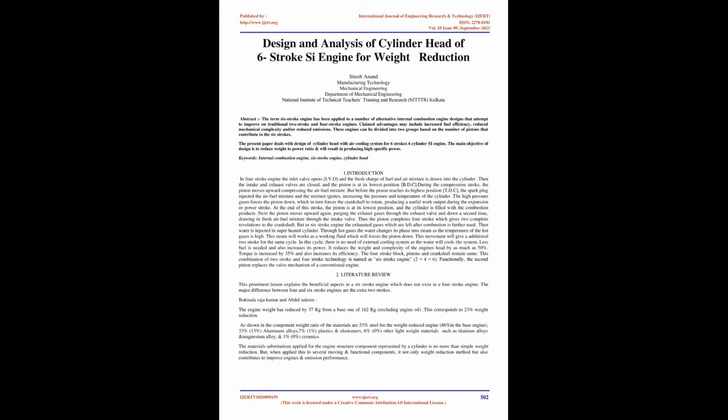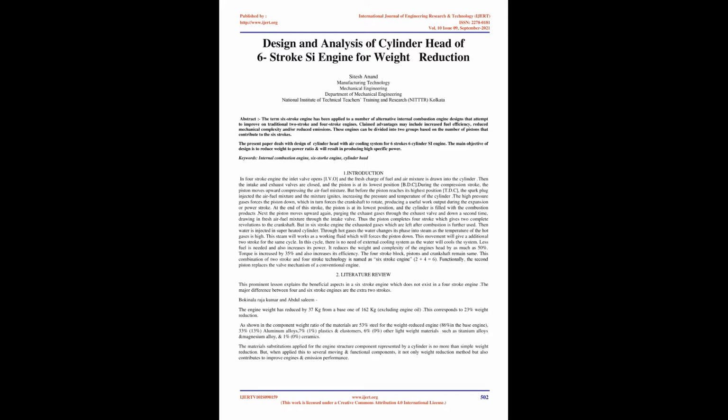These engines can be divided into two groups based on the number of pistons that contribute to the 6 strokes. The present paper deals with design of cylinder head with air cooling system for 6-stroke 6-cylinder SI engine. The main objective of design is to reduce weight to power ratio and will result in producing high specific power. Keywords: internal combustion engine, 6-stroke engine, cylinder head.